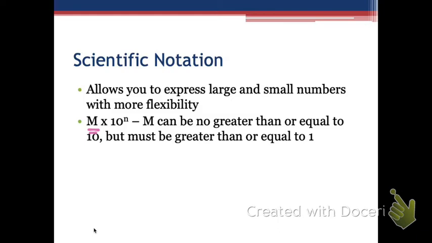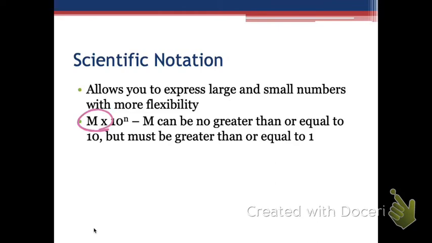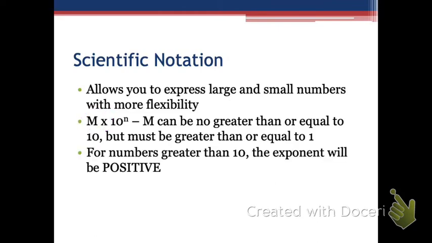Sometimes we forget that rule, and we see scientific notation written like this, 0.32 times 10 to the first. Is that a valid scientific notation? No, because this number is not between 1 and 10, right? If I wanted this to be the right number, I would go 3.2 times 10 to whatever exponent I need, right? But it has to be between 1 and 10, okay?